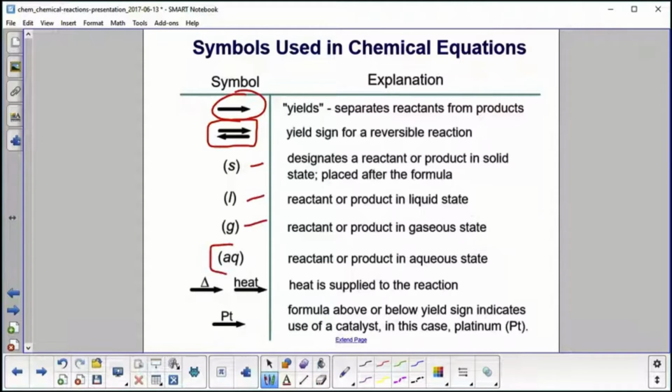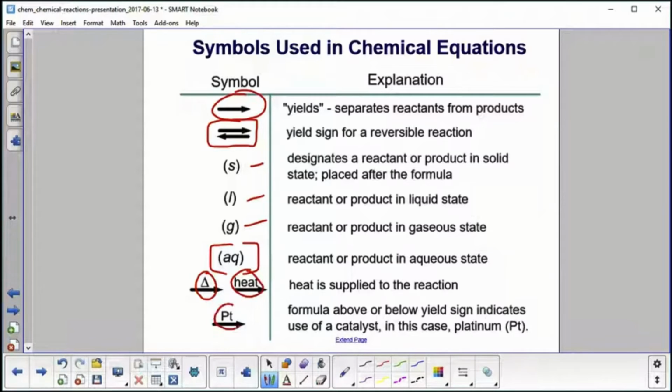And aqueous, we'll talk about that later, but that's when you have a solution and the solvent, that's the thing that something dissolves in, is water. So that's a very special case of a liquid state there. Let's see, over here we can either use the delta sign or spell out the word heat. We've added heat to make the reaction go.